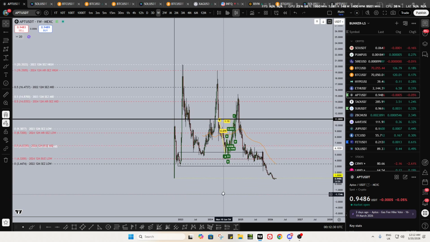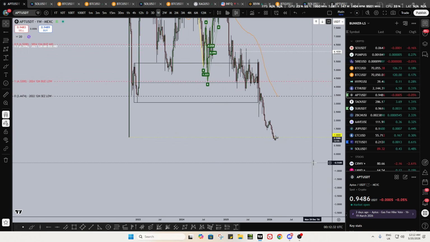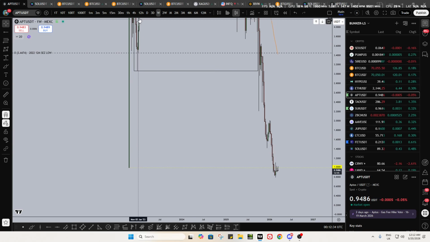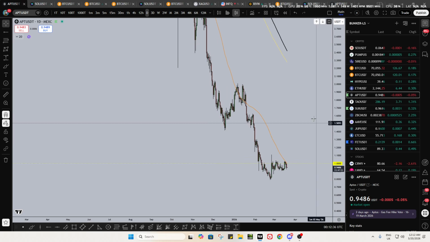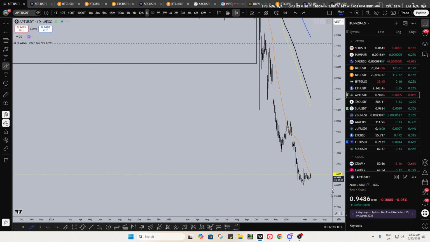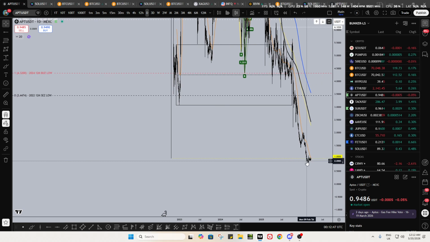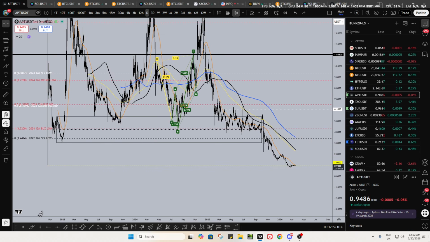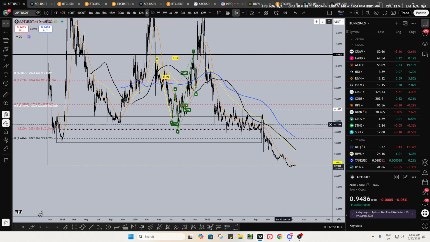Aptos, I'm just waiting for a serious reclaim of $1. Right now we keep rejecting off it, but I don't actually think we're gonna go that much lower from this. Could be famous last words, but I would want to see a strong reclaim of the dollar here, some sort of base for me to consider taking some positions in this. Even from here, just to here, you can make a lot of money. So that's some of that.